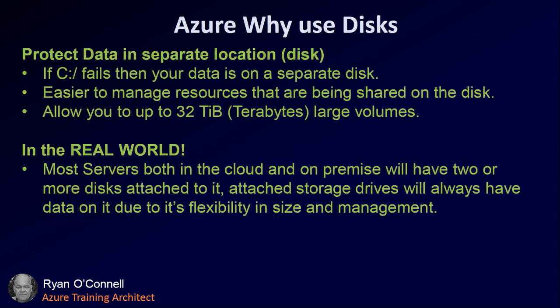Why would we want to use data disks? Well, we want to protect our data. If the data is in a separate location, for example, if C fails, then the data is on a separate disk. It's easier to manage and share that disk and allow people to access resources. Again, it allows up to 32 terabytes of large volumes. In the real world, most servers, both in the cloud and on-prem, will have two or more disks attached to them. Attached storage drives will always have data on them due to their flexibility in size and management.